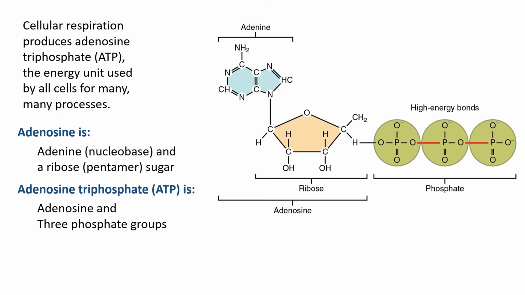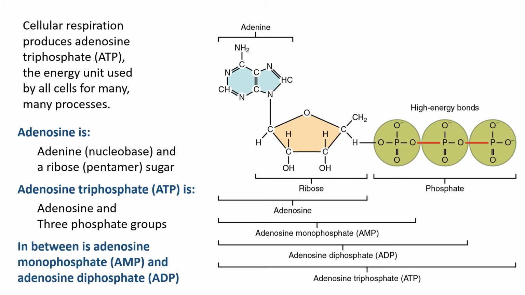Adenosine triphosphate, though, is where we take adenosine and then by high energy bonds we attach to that 3 phosphate groups. So we have phosphate and oxygen forming these little phosphate groups. 3 of those bound together by high energy bonds gives us ATP, triphosphate. In between that, we can have adenosine monophosphate, AMP, and adenosine diphosphate, ADP.